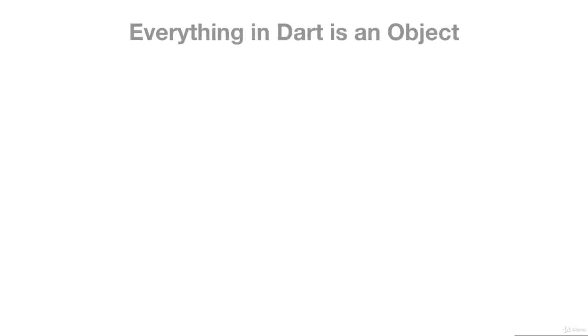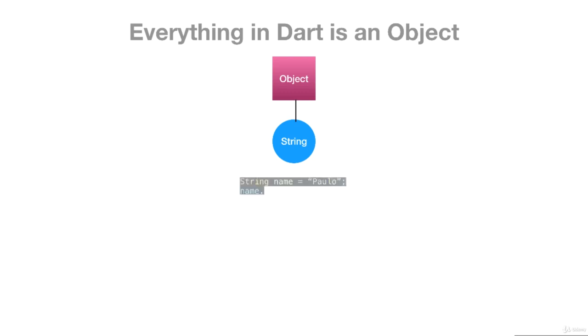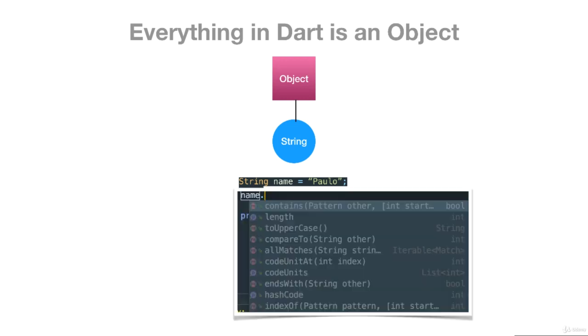Now, everything in Dart is an object. One of the examples, as we talked about, is the string class. The string class inherits from the object class, which means, for instance, we can create a string: string name is equal to Paulo. And the moment you use the dot operator to access something from our object, you notice there's a bunch of methods and instance variables that we can actually access. That is how it tells you that indeed the string is an object.